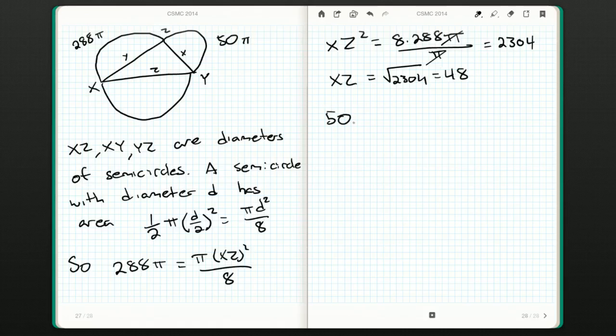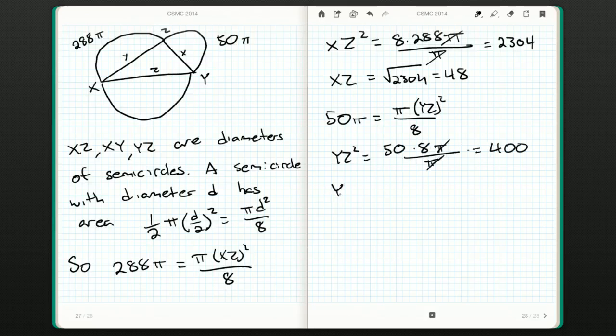Alright. Likewise, we have 50 pi is going to be pi over 8 of YZ squared. So YZ squared is going to be 50 times 8 times pi divided by pi. So 50 times 8, that's 400. So YZ is the square root of 400, and that one is definitely 20.